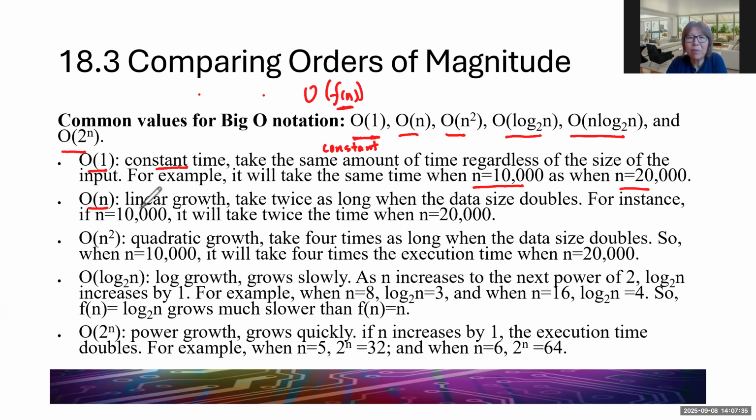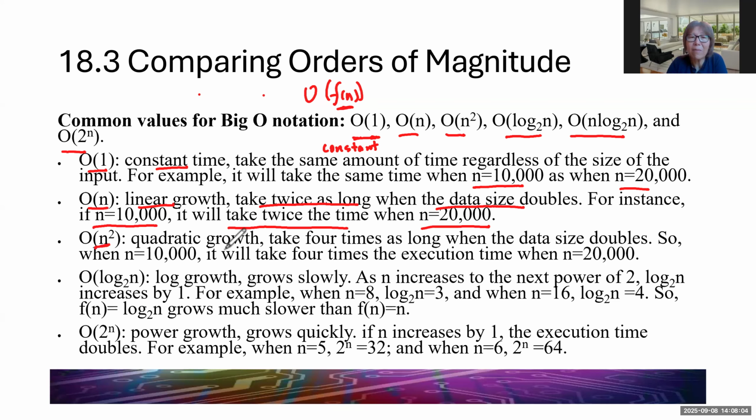Order n is linear growth. As we previously explained, it takes twice as long when the data size doubles. Here is an example: when n is 10,000, and the data size grows to 20,000, the algorithm will take twice the time. So that's linear growth.